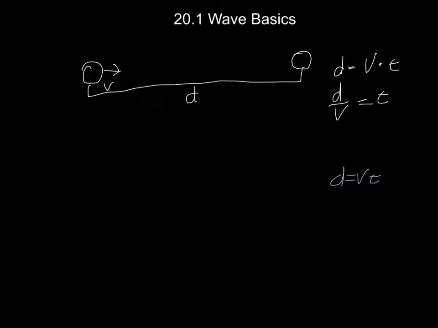If we wanted to figure out the amount of time it took for the ball to travel, we could rearrange this equation, take our distance, divide it by our velocity, and that would give us the amount of time it takes to travel from this point to the next.